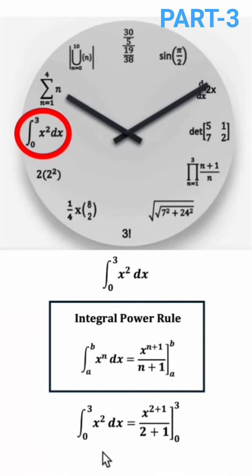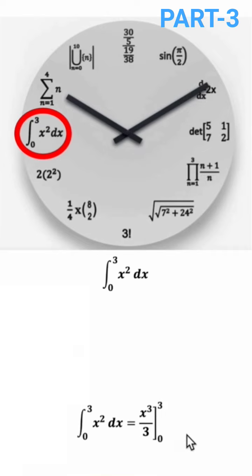So to do this integral, it's going to be x to the 2 plus 1. And then we're going to divide by 2 plus 1. And we're going to evaluate it from 3 to 0. And the exponent, this 2 plus 1 is equal to 3, and this 2 plus 1 is equal to 3. So now we have x cubed over 3 evaluated from 3 to 0. And now I can show you what this means.